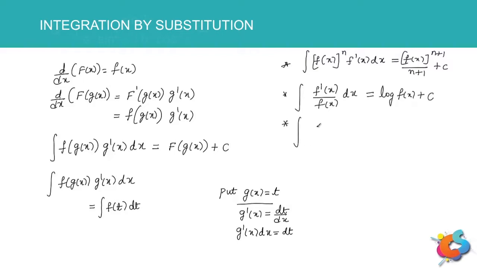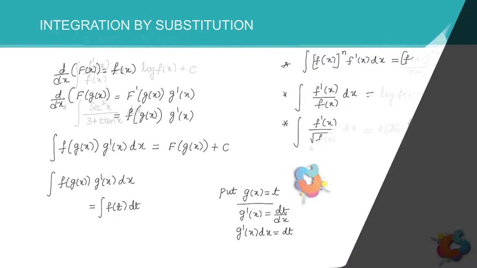Again, the third function, if it is given f dash x by root f of x. So this is just like 1 by root x. We know that the integration of 1 by root x is 2 root x. So here the integration of f dash x by root f of x becomes 2 root f of x followed by the constant c. So these are the three formulas we often use. So let us solve problems using change of variable in the next session.